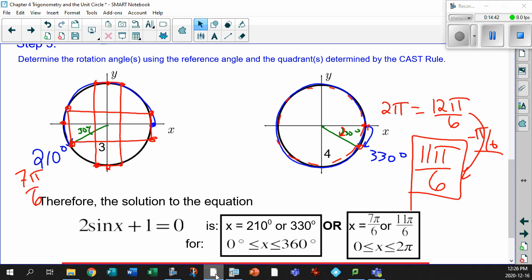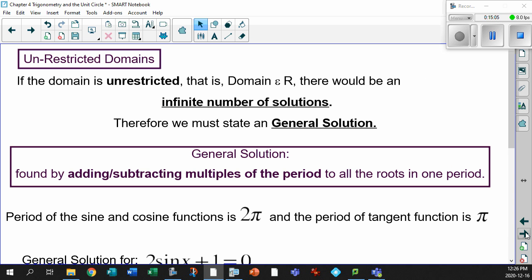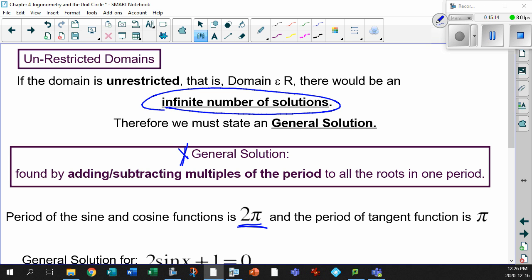Well, if I'm restricting this to 360 or to a 2 pi rotation, that's one thing. But what happens when I start expanding this? What happens when I don't restrict the domain? Well, I'm going to have to add a multiple of this. What am I talking about? Well, basically, I have to multiply this by the 2 pi. So the general solution then becomes an infinite number of solutions.